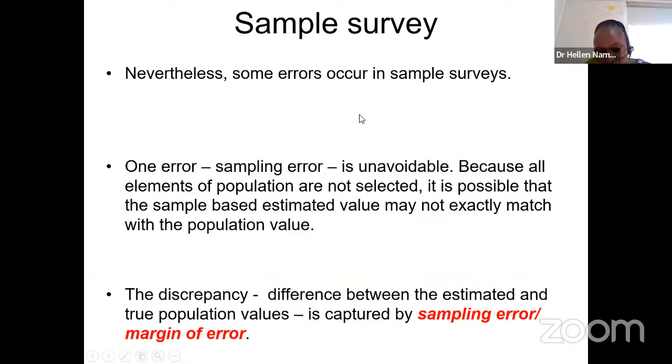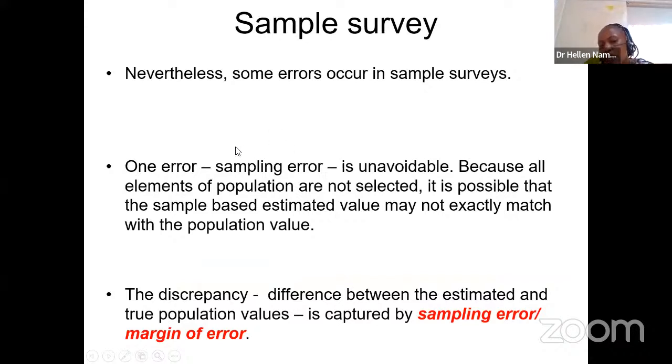But nevertheless, we also have to note at the back of our mind that there are some errors involved in case you're dealing with sample surveys. Because not all elements from the population are selected, there is a possibility whereby you might pick a sample and fail to estimate the true value of the population. So in that particular case, like I said, we cannot avoid error, so we call that a sampling error.